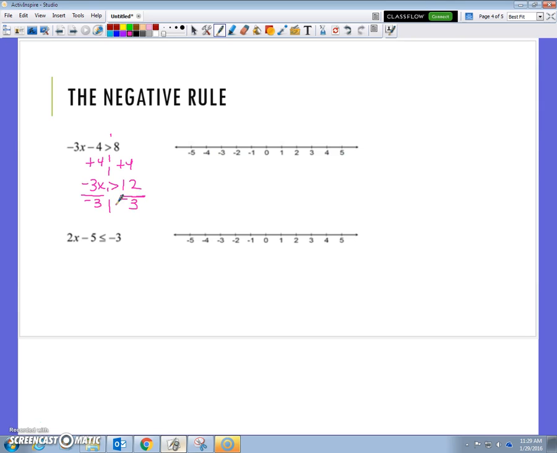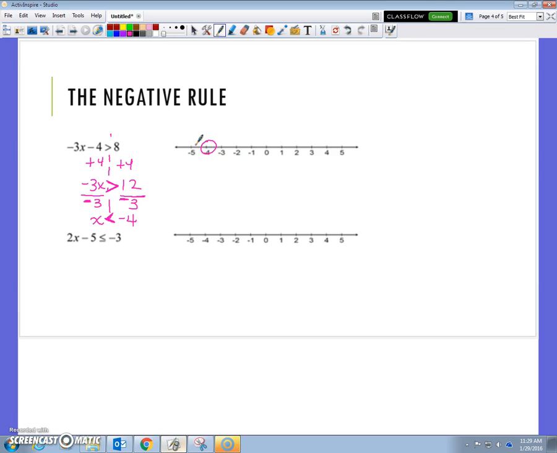All right, and on the step that I'm dividing by a negative, that's the step I change the inequality sign. So it went from a greater than sign to a less than sign. Only when this number is negative do you flip the sign, flip the inequality. So in this case, we're going to go to negative 4.